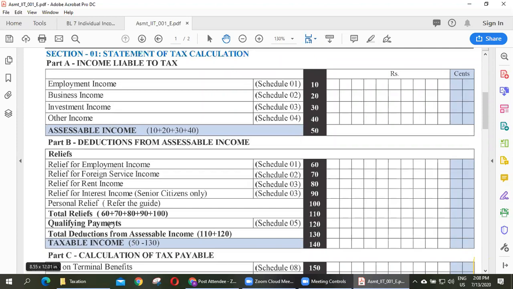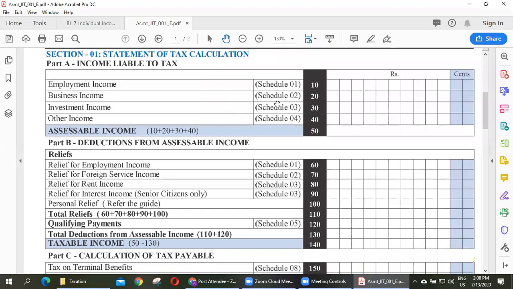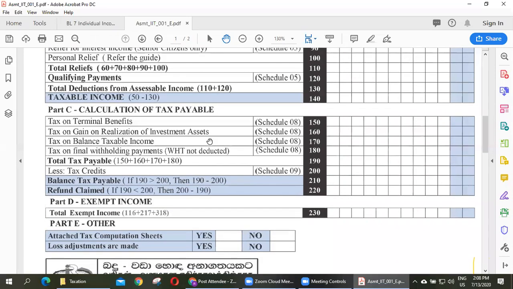We will discuss in detail what qualifying payment means and what relief means. Then there is the calculation of tax payable. Here is your total income, and there are some deductions. The government has allowed us to deduct certain expenses from our income, and finally, tax payable. We get the taxable income, and on that taxable income we have to pay tax.